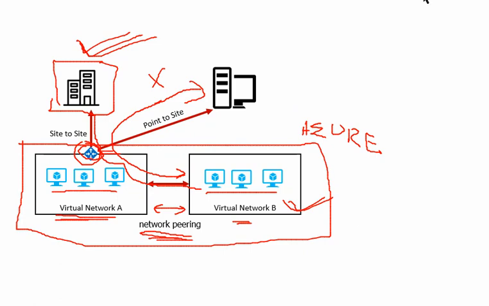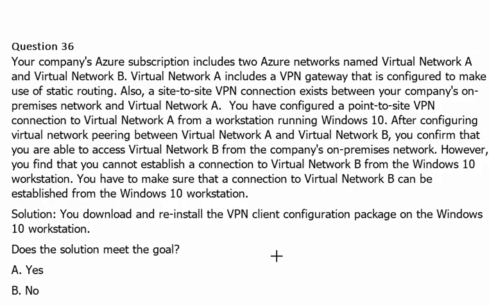So answer, let's see the solution in this question. The solution given here is that you download and reinstall the VPN client configuration package on the Windows 10 workstation. On the Windows 10 workstation, we may have a VPN client configuration pre-installed before the network configuration, which is not allowing traffic to work, and it is not an up-to-date configuration. That may be the reason. So that is a correct solution. So the answer in this case would be yes.